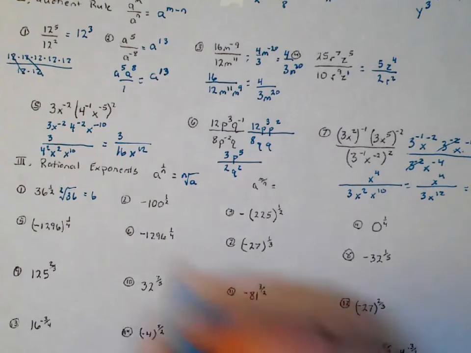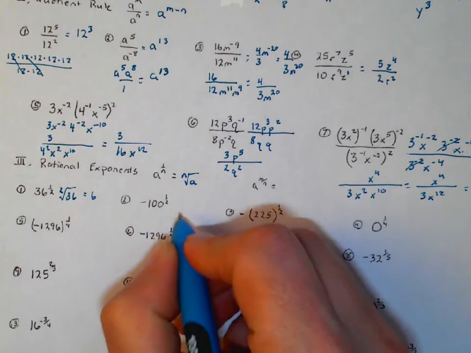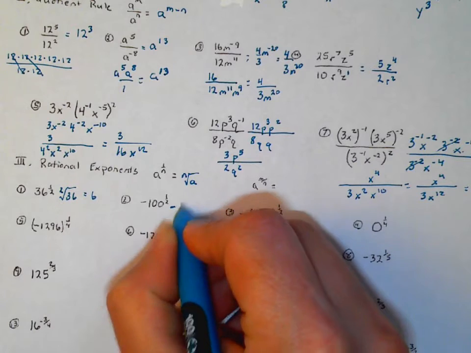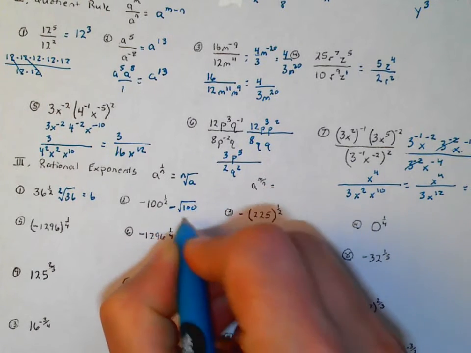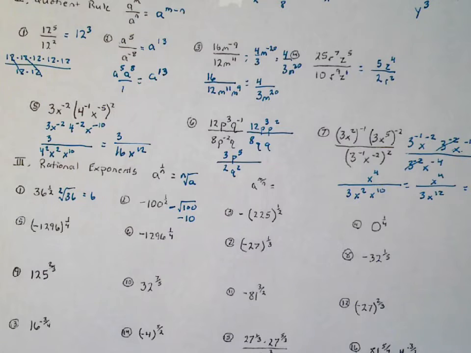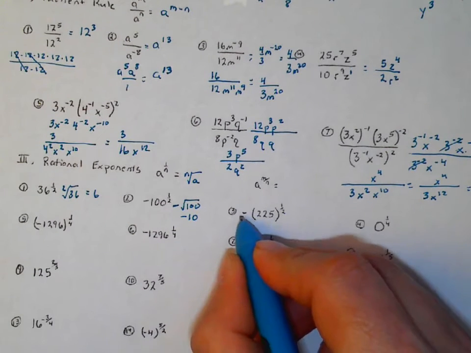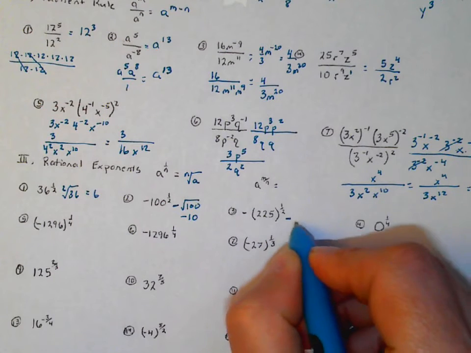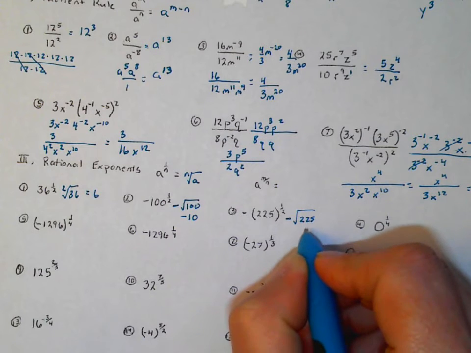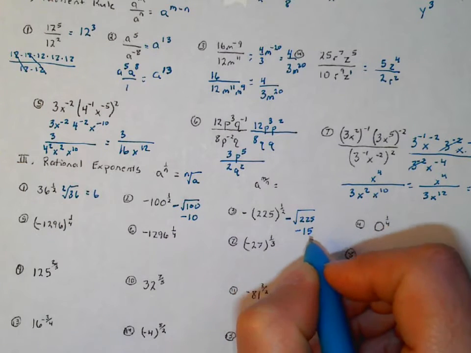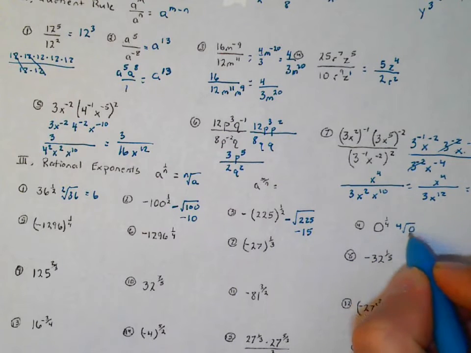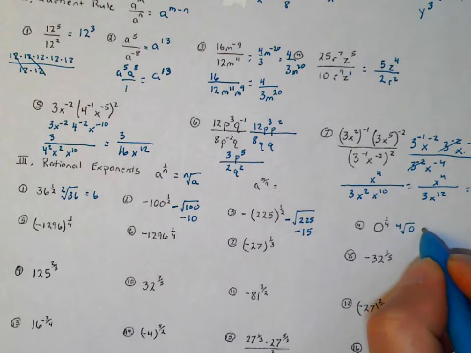Okay, number 2 here, the negative stays out front, and then we do the square root of 100. Half power is a square root, so the answer would be negative 10. This one here, the negative's out front again, so the answer is negative, and we have square root of 225. And the square root of 225 is 15, so we have negative 15. This would be the fourth root of 0. So what times itself 4 times gives 0? Still 0.